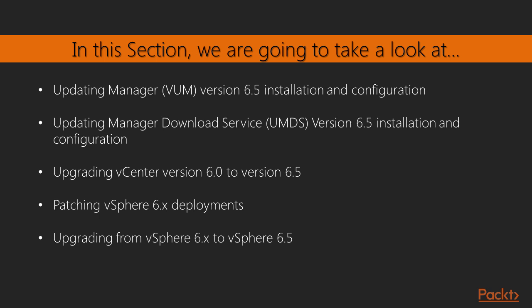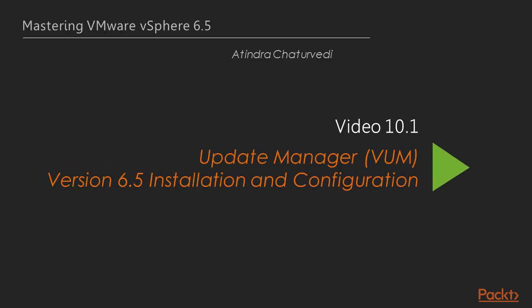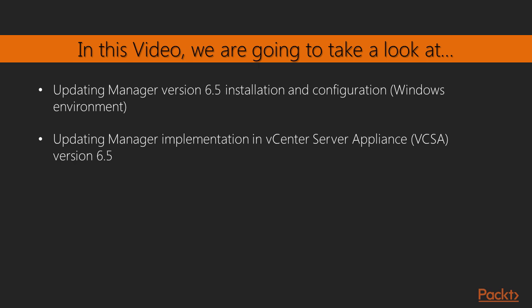We will also install and upgrade our vCenter versions from version 6.0 to version 6.5 in a lab environment. In this video, we will look into the Update Manager version 6.5. The Update Manager is also known as the VUM, the installation and configuration of version 6.5. We will look at it in a Windows environment, and obviously it will be in a lab environment, as is most of our course.